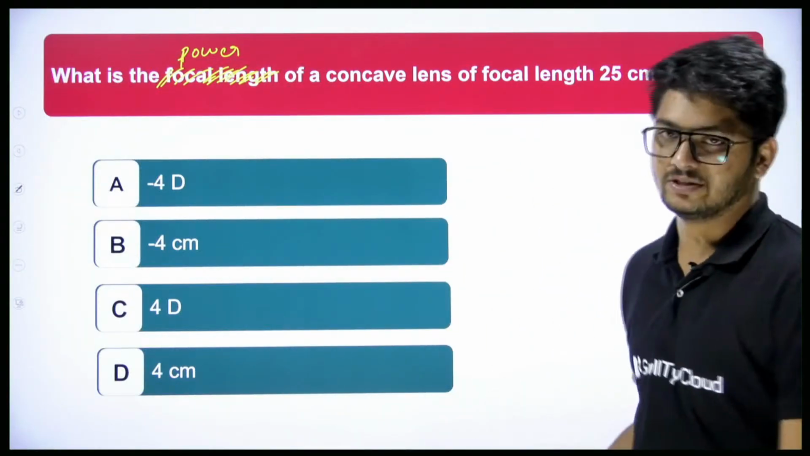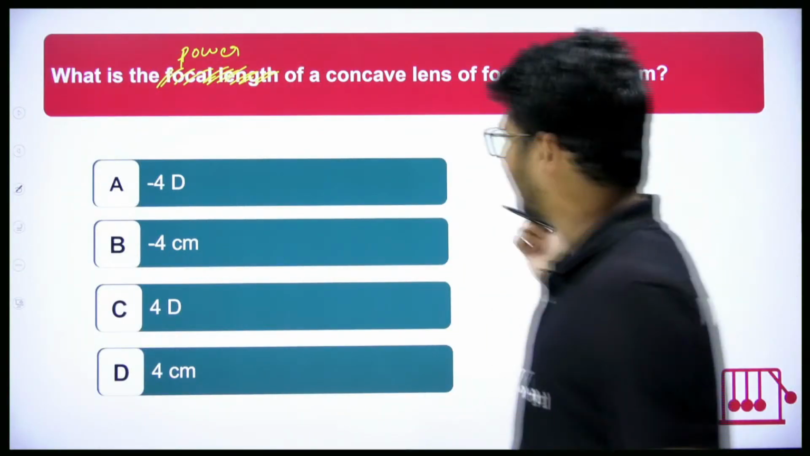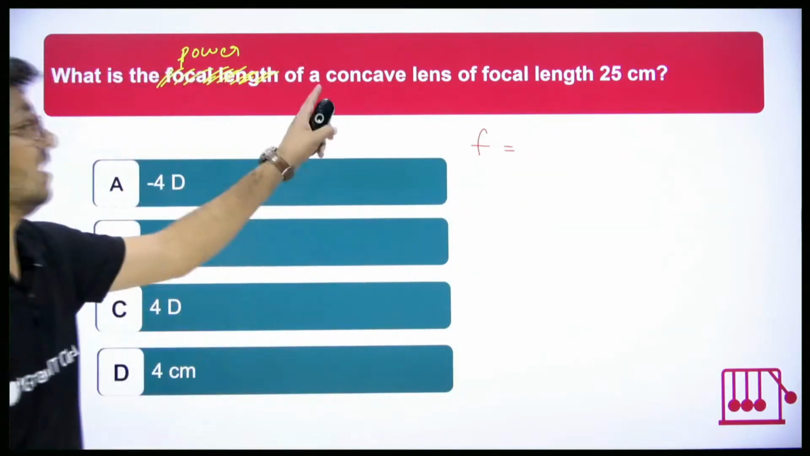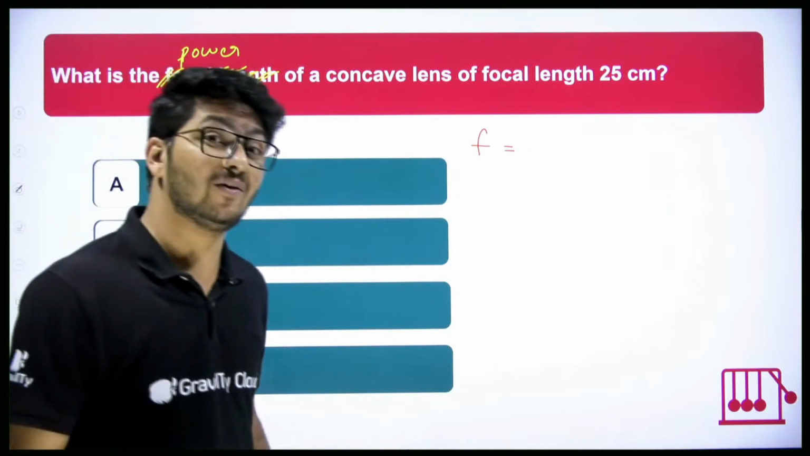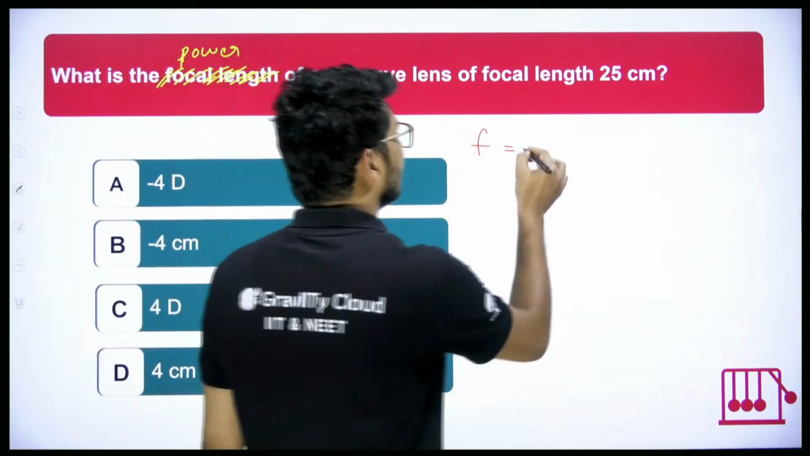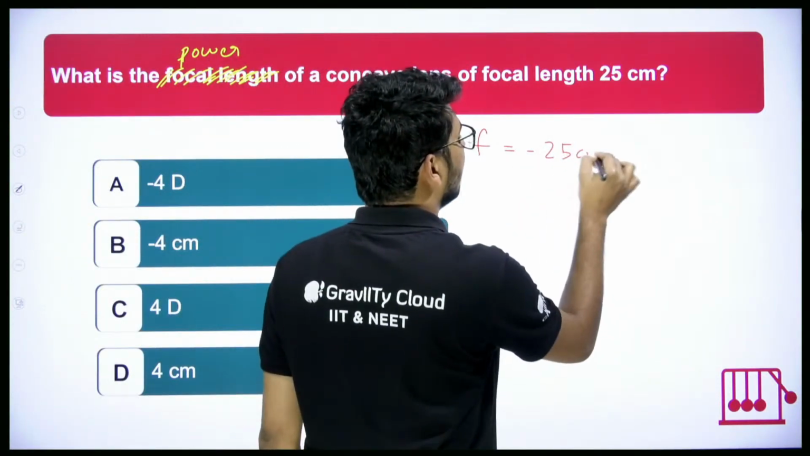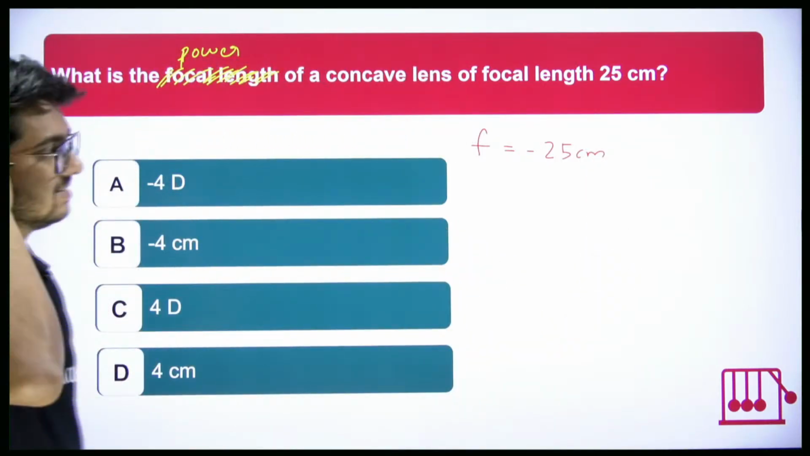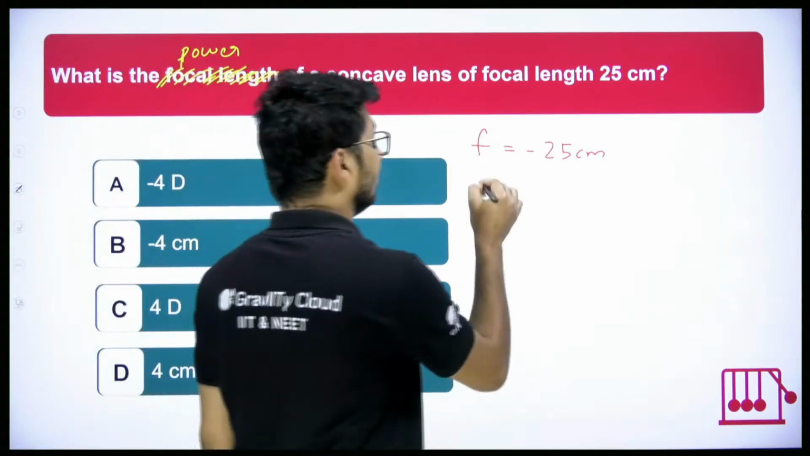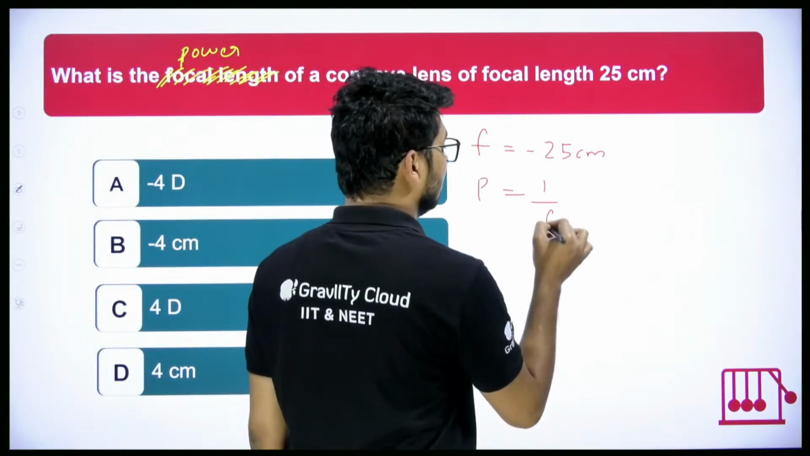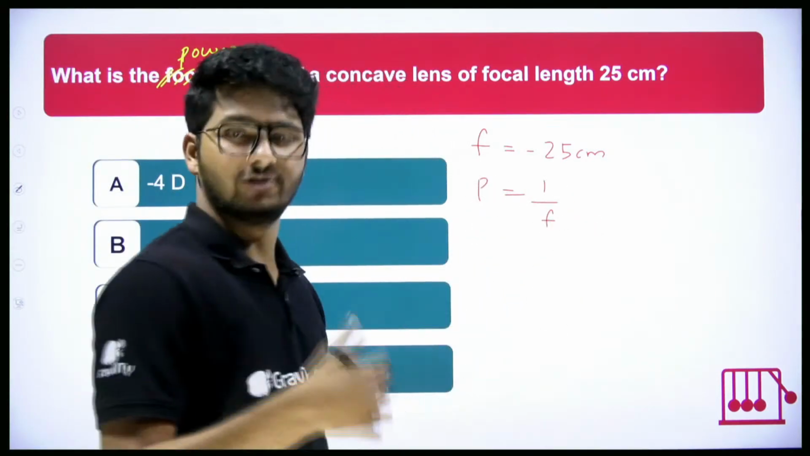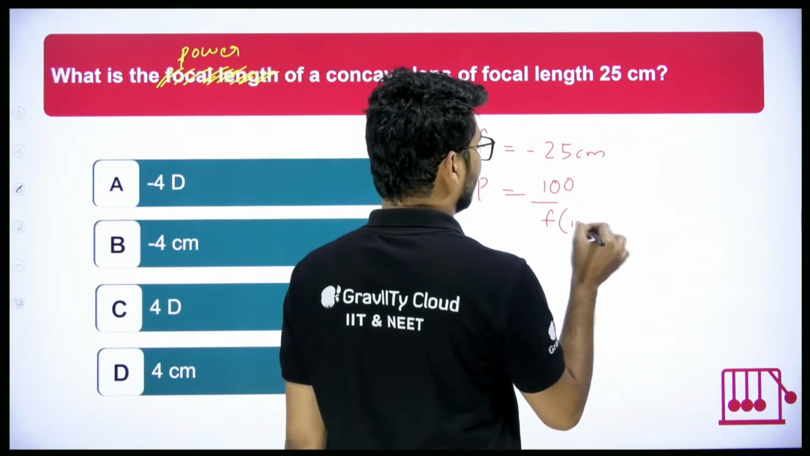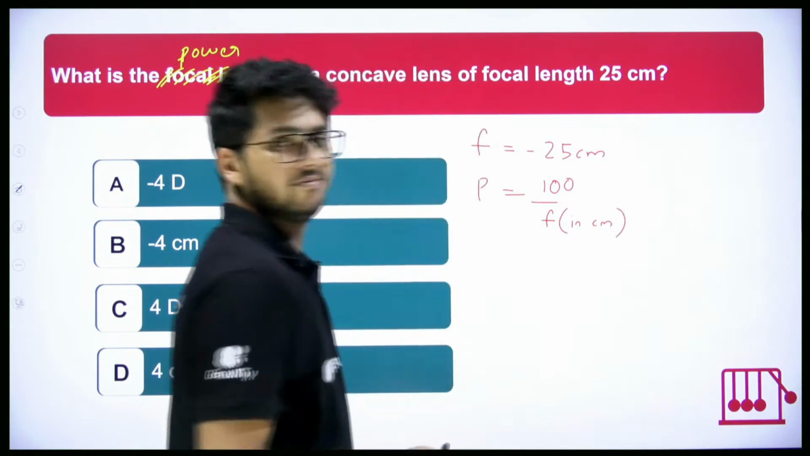So how do we do this? The focal length is given as 25 centimeter. But which lens do we have? Concave lens. And for a concave lens, the focal length is negative. So F is equal to minus 25 centimeter. That means power is going to be 1 by F. But F should be in meters. Here F is in centimeters, so we can take 100 by F.